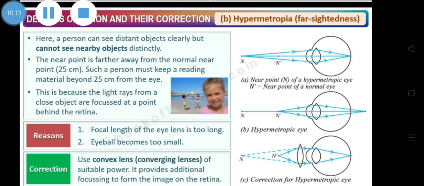This is the defect, and it occurs because the light rays from a close object are focused at a point behind the retina. And what is the reason? The focal length of the eye lens is too long and the eyeball becomes too small. This is the main reason due to which hypermetropia occurs. And how can we correct it? A person can use spectacles with a convex lens of suitable power, which will provide additional focusing to form an image on the retina.